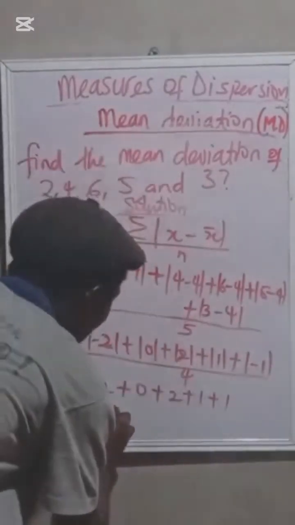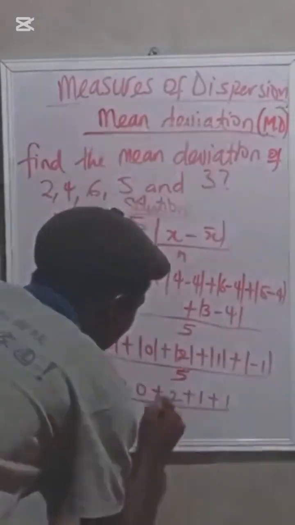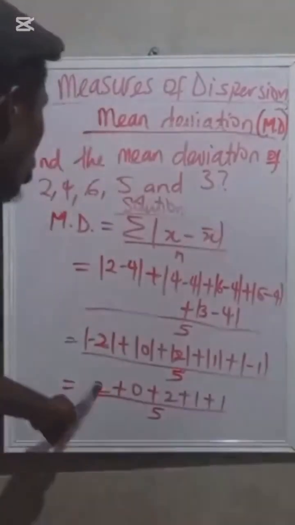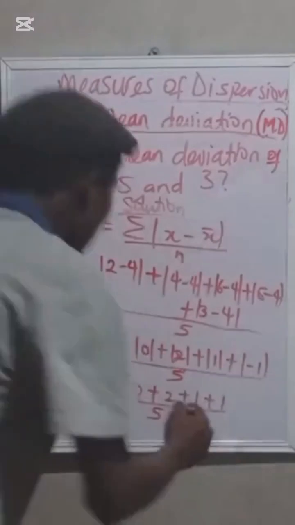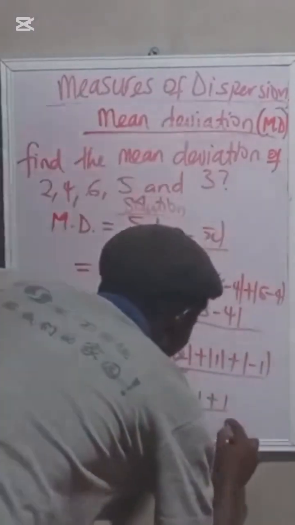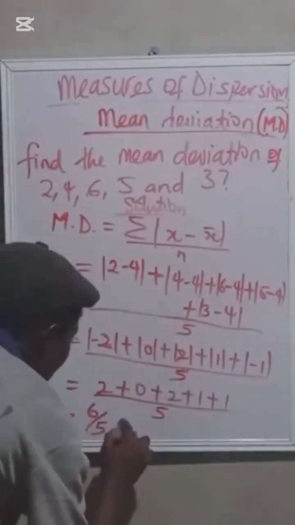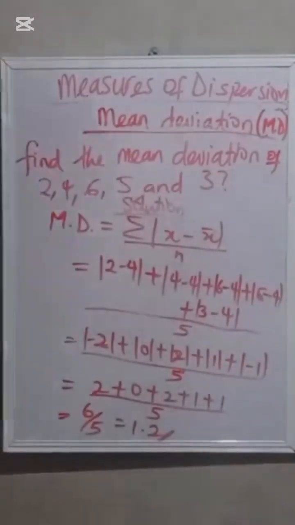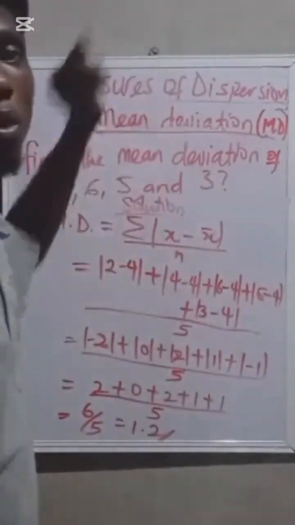So it's divided by 5. So what are we going to get? 2 plus 2 is 4, plus 1 is 5, plus 1 is 6. That's 6 divided by 5, and 6 divided by 5 equals 1.2. So therefore, our mean deviation is equal to 1.2 for this particular question.